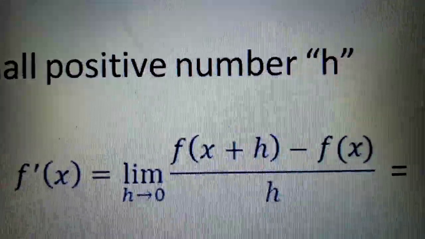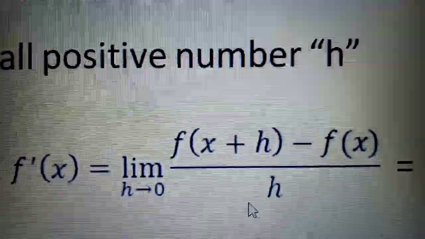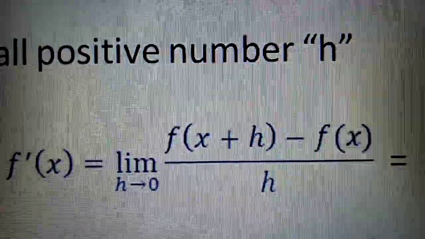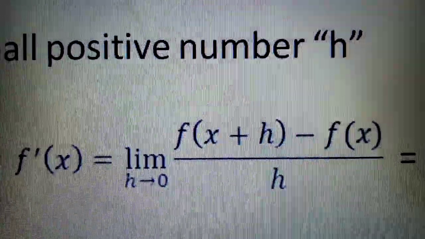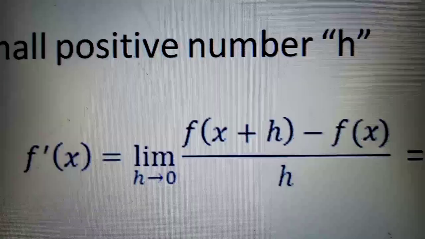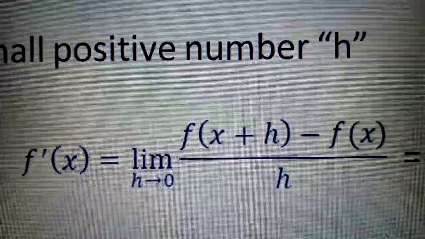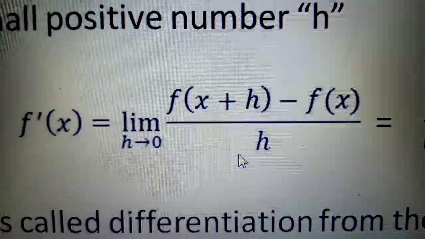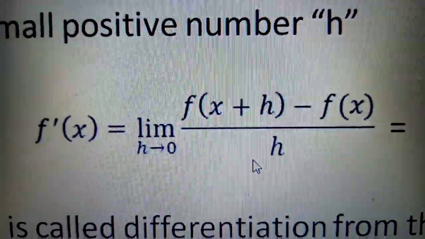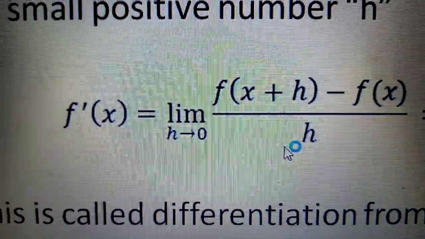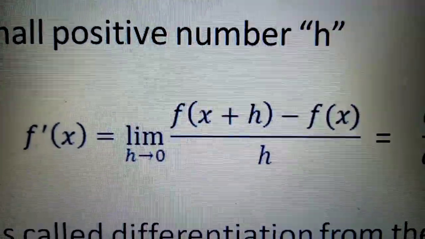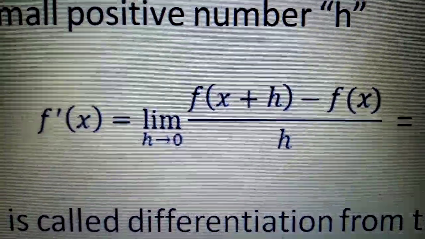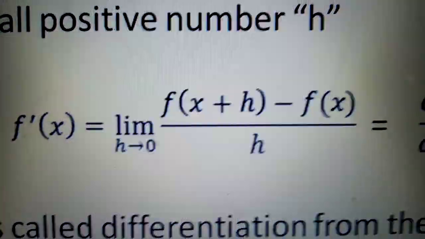H is moving towards zero, h is becoming very small. As h is becoming very small, it means that h cannot be zero, because if h becomes zero, you have f of x minus f of x over zero. So that will be indeterminate. So h will not assume zero, but the essence is that the function will always behave the same way when it's infinitely approaching a particular point on the curve. So this can give us the nature of the behavior of the curve as it's approaching every other point.